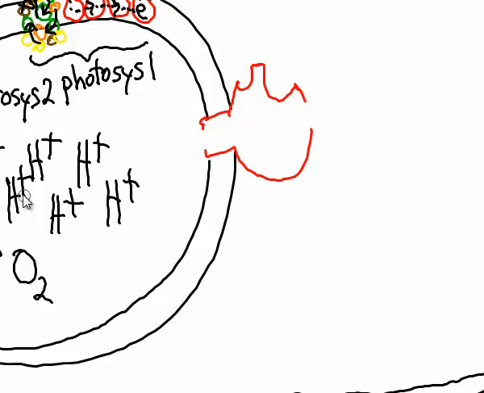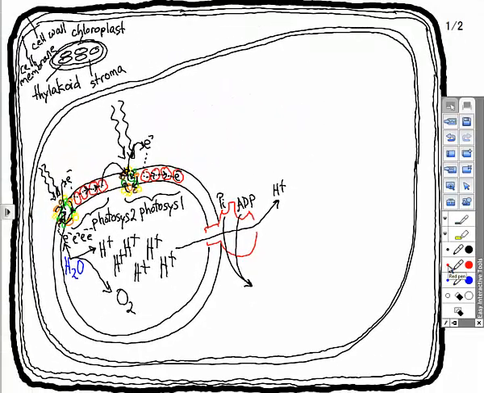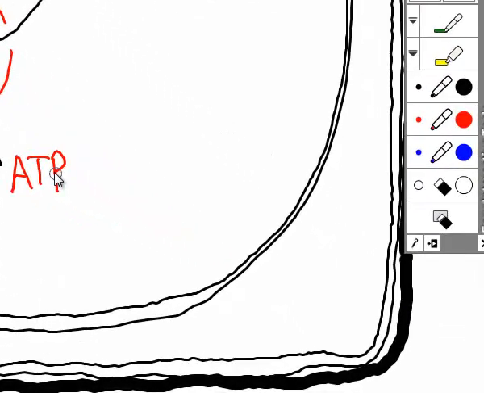Fortunately, we have an ATP synthase molecule. Again, if there's phosphate and ADP in the active sites, as these protons move through the ATP synthase, that molecule is able to combine ADP and phosphate to produce ATP. That's the energy molecule. We've captured the energy from sunlight into chemical energy.